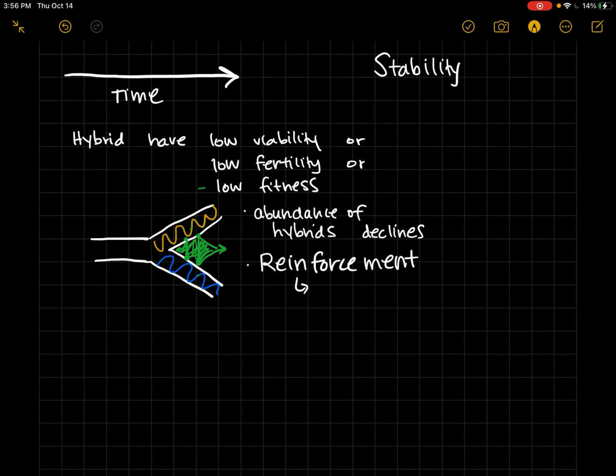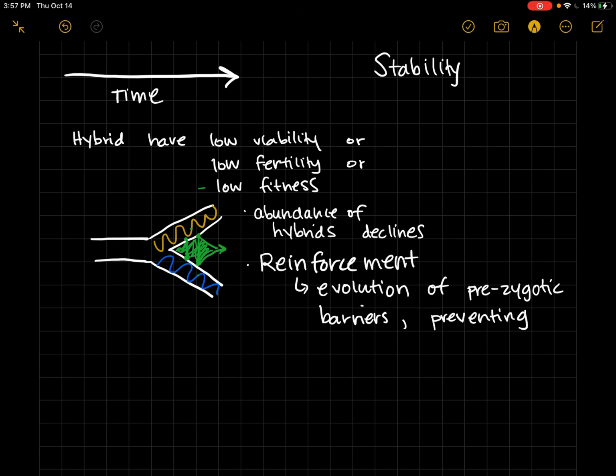Okay, so under reinforcement, we get the evolution of prezygotic barriers. And these are going to have the effect of preventing mating and production of low fitness offspring. And I should say low fitness hybrid offspring. We encountered this before. Low fitness hybrid offspring.